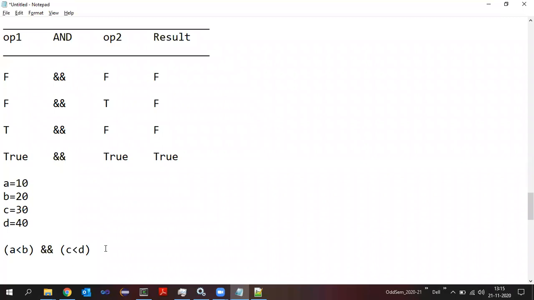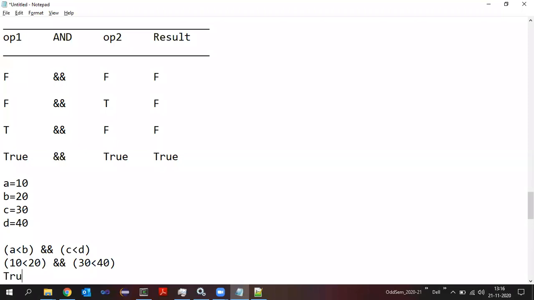So there are three operations here. A less than B is the first relational, then I have one more relational. Then once the results come, I have to perform this logical AND operation. Now tell me, A less than B, what is the result? A less than B is 10 less than 20. Let me substitute here and explain in detail. Then C is 30 less than 40. This is how you have to visualize it. Now, 10 less than 20, what will be the result?